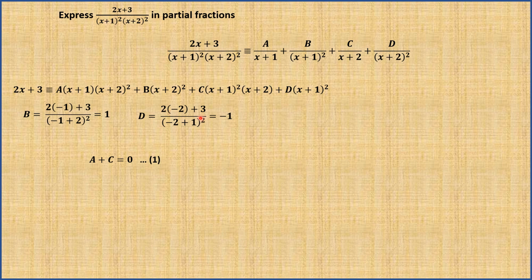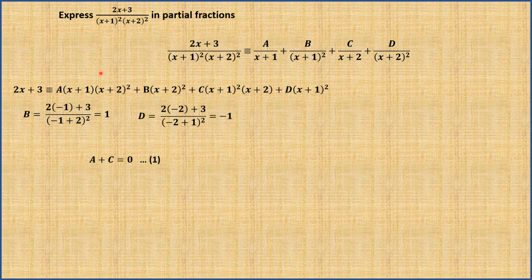And when you simplify all of this, we have negative 4 plus 3, that's negative 1. Negative 2 plus 1 is 1. And negative 1, when you square it, becomes positive 1. So you have negative 1 divided by positive 1, giving us negative 1. So you see how cool it is.